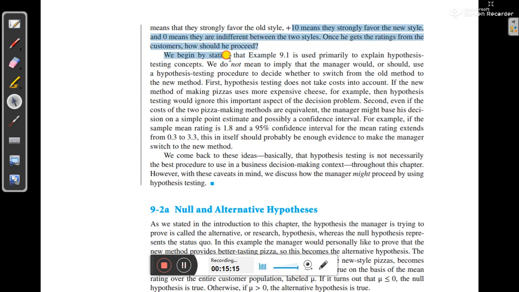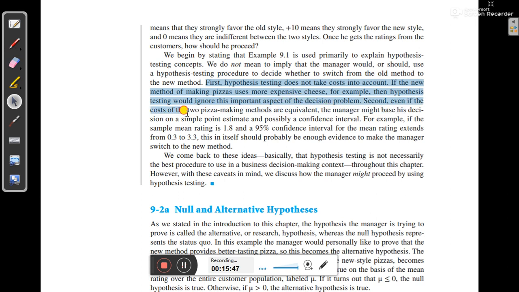We begin by stating that Example 9.1 is used primarily to explain hypothesis testing concepts. We do not mean to imply that managers would or should use a hypothesis testing procedure to decide whether to switch from the old method to the new method. So that is a disclaimer at this point. First, hypothesis testing does not take cost into account. If the new method of making pizzas uses more expensive seeds, for example, then the hypothesis testing would ignore this important aspect of the decision problem.